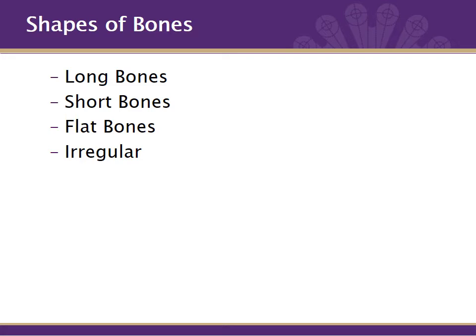Irregular bones have elaborate shapes and multiple functions. The vertebra of the spinal column and the sphenoid in the cranium are examples. We will focus on the anatomy of the long bone for the majority of our skeletal discussion.